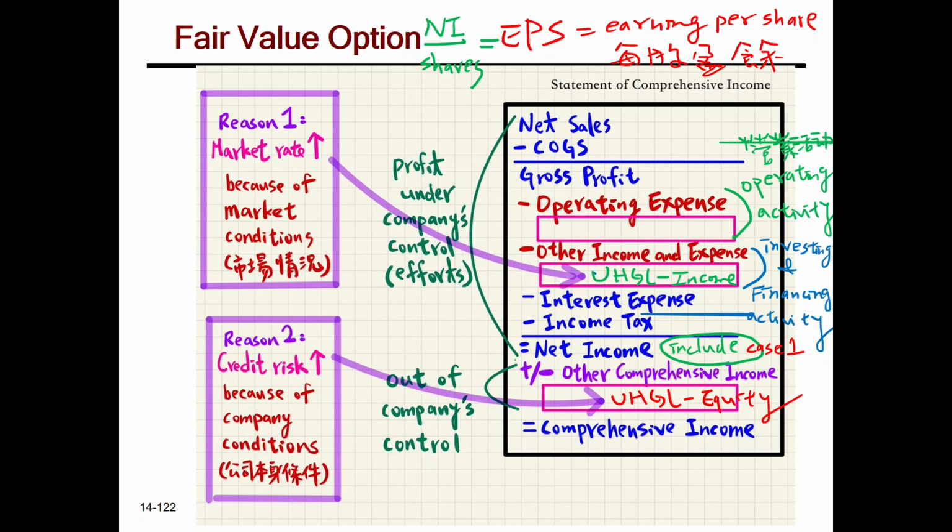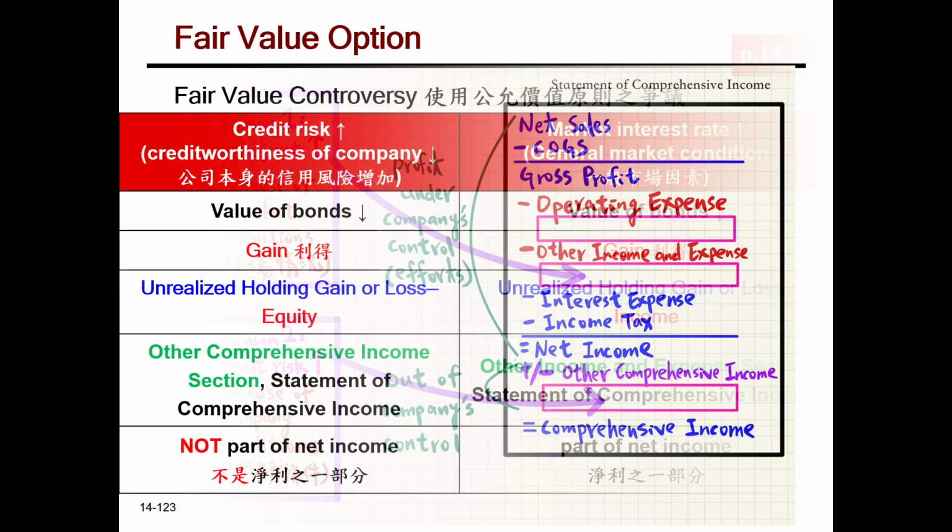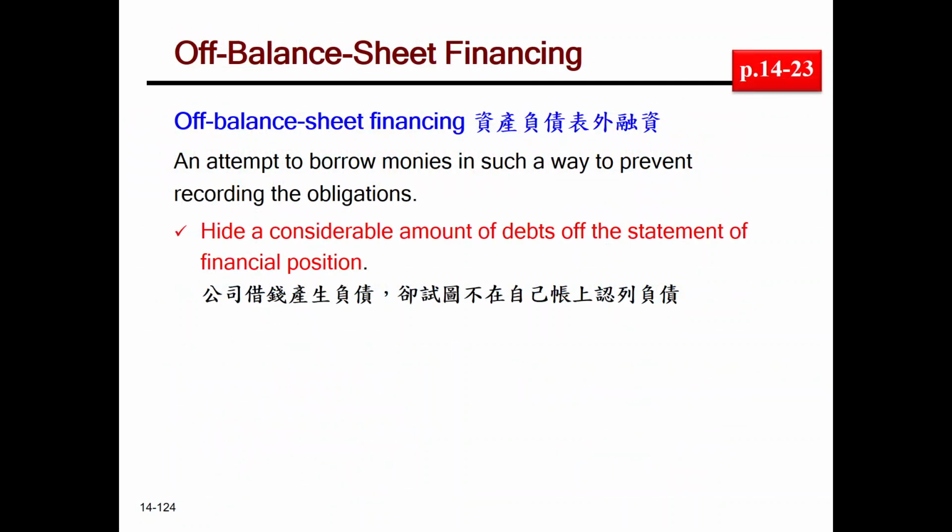So that's why when we talk about case 2, when we put it into OCI, other comprehensive income, then this number will not tell shareholders and will not be included in EPS. Okay? So this is how we avoid the most weird things, including on net income. Any questions? Okay. No problem? Okay. Then we finish already.